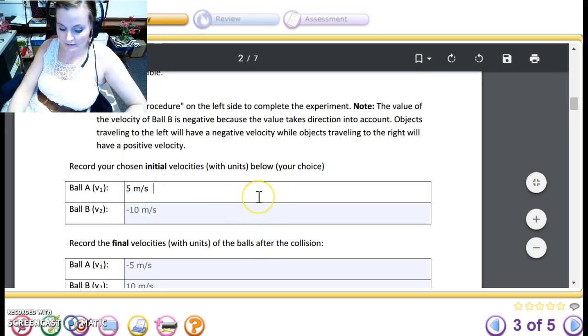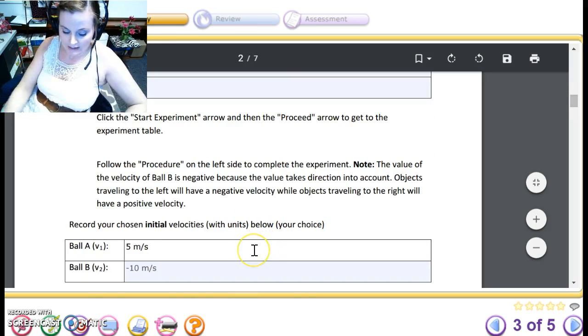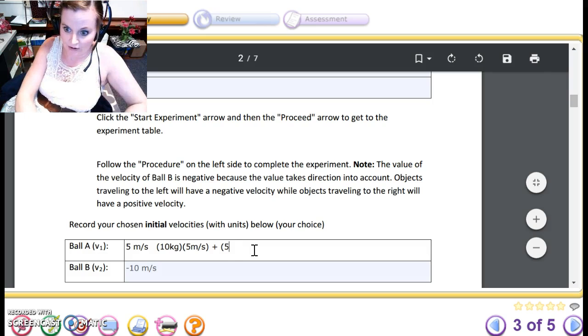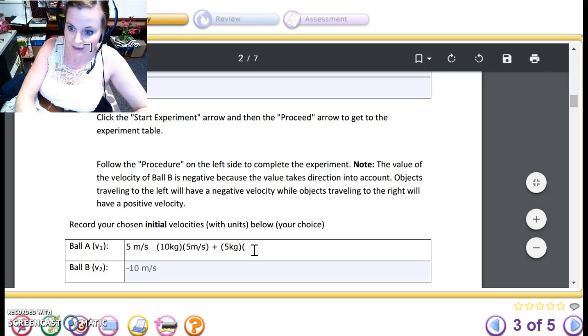In short, ball A is 10 kilograms, and its speed was 5 meters per second. And you got a 5 kilogram ball at negative 10 meters per second. That was before the collision. After the collision, the masses didn't change, but the velocities did.